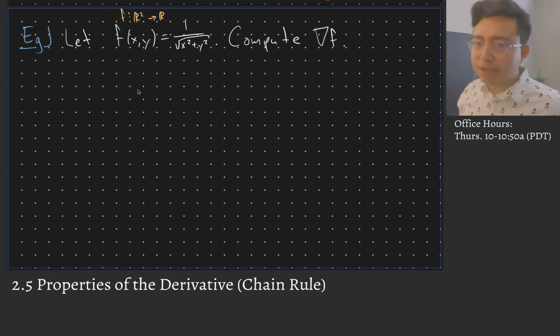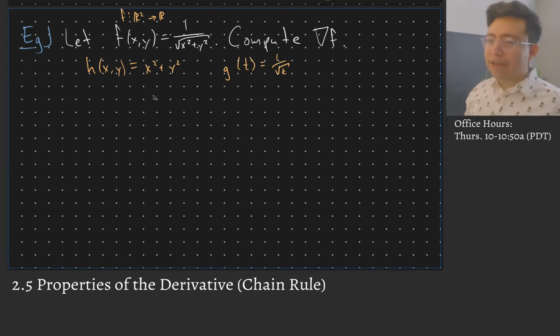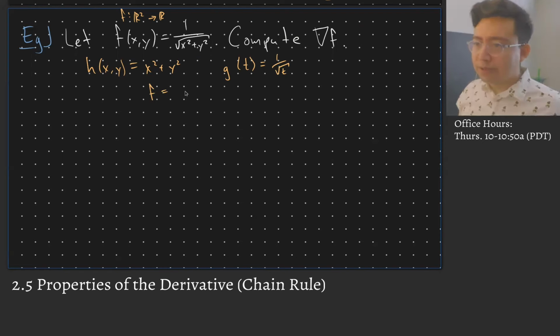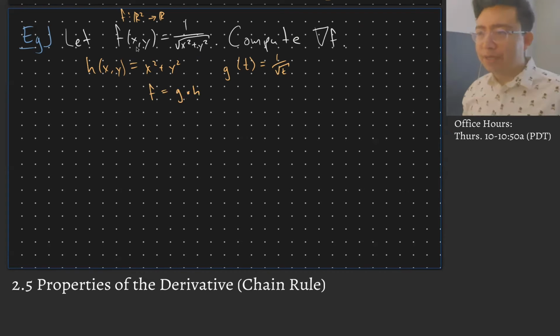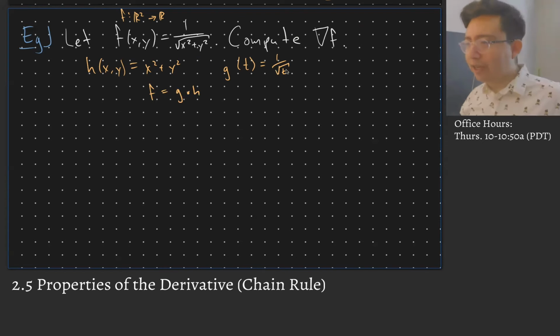And so what I'm going to do here is I'm going to break this up in 2 ways. I'm going to let h of x, y equal x squared plus y squared, and then g of t equals 1 over the square root of t. Okay, so then f is equal to g of h here, right? Because f is just the composition of taking this and plugging it into this.